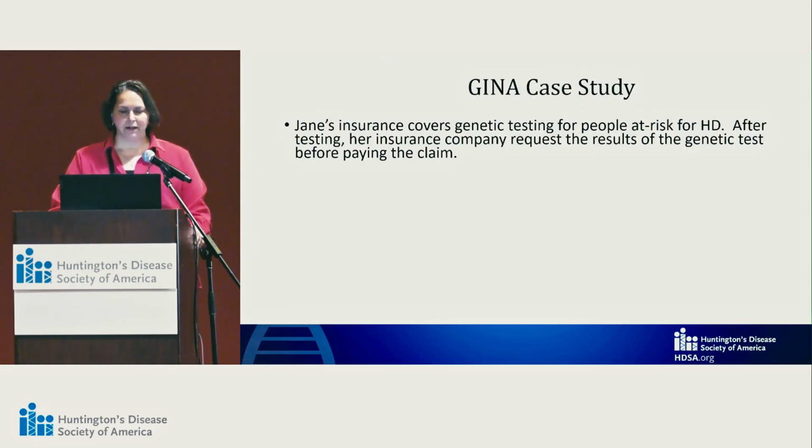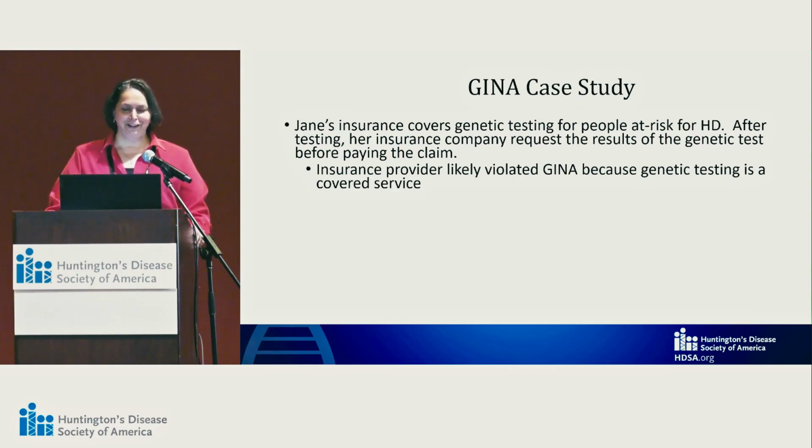So let's go through a case study just to get it a little more interesting. Jane has an insurance plan that does cover genetic testing if you're going through pre-symptomatic testing. She goes through testing, and then after she gets her results, the insurance company requests the results of the genetic test prior to paying for the claim. What do you guys think? Is this okay under GINA based on the little bit you know, or does this sound a little bit squirrely? I get a thumbs down. I see a bunch of thumbs down. Yeah, they likely violated GINA because genetic testing was a covered service under the plan, and so they can't require that those results be known to pay.